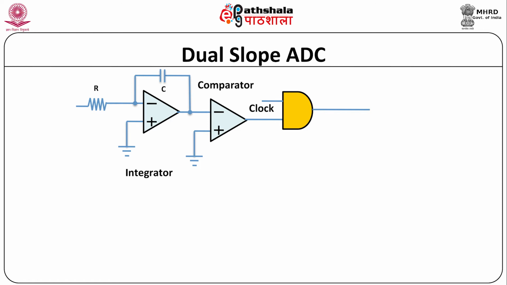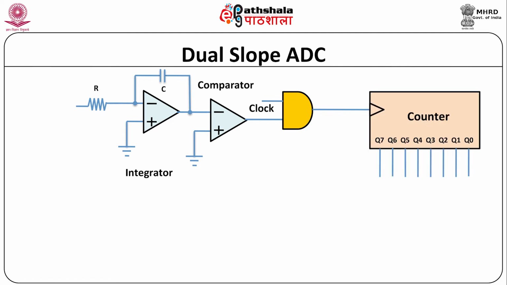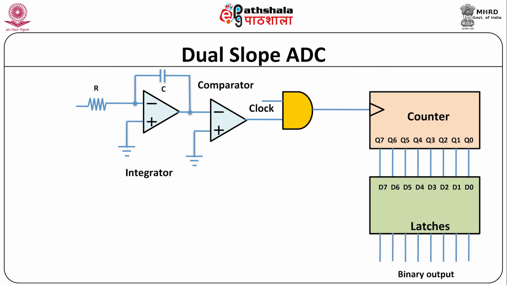This AND gate allows the clock pulses to be passed only when the comparator output is high. These clock pulses passed through the AND gate are counted by a binary up counter. The output of the counter can be stored in the D latches after the conversion. The most important block is the control logic, which controls the overall operation of the converter.